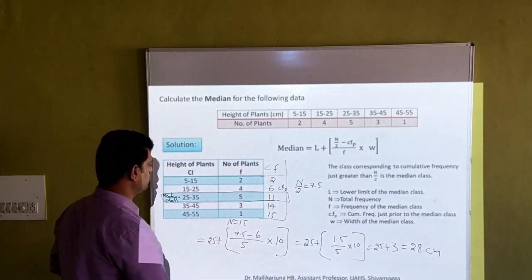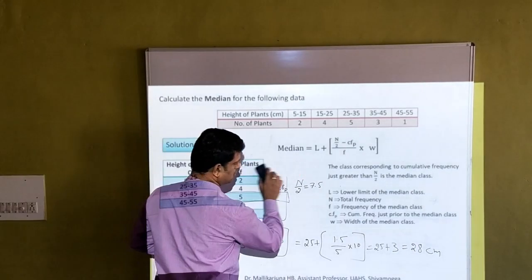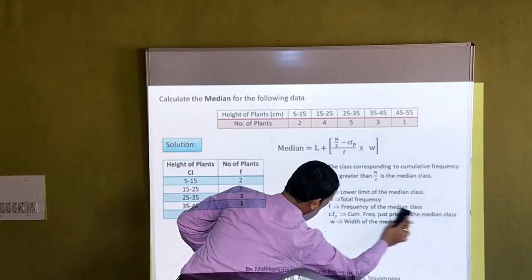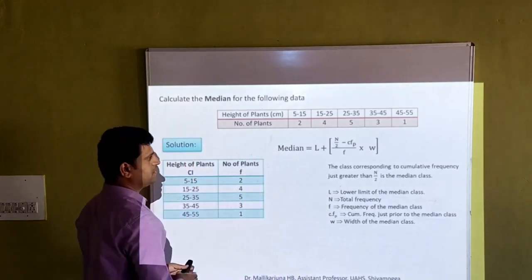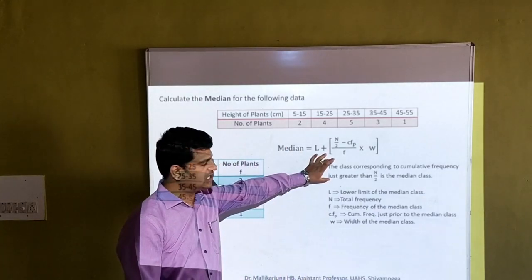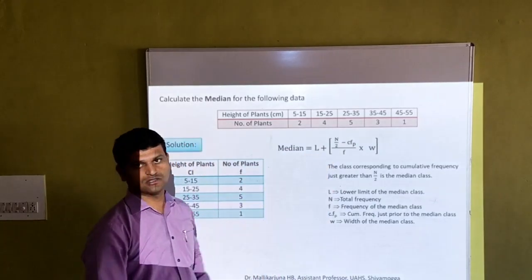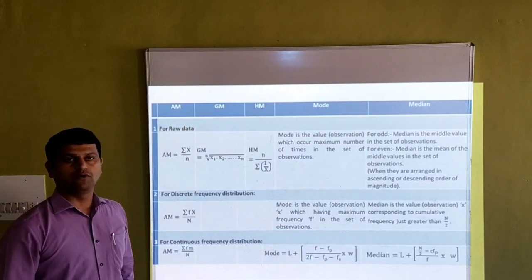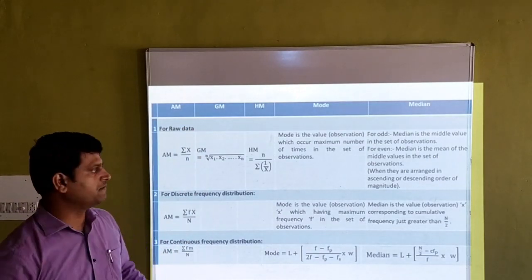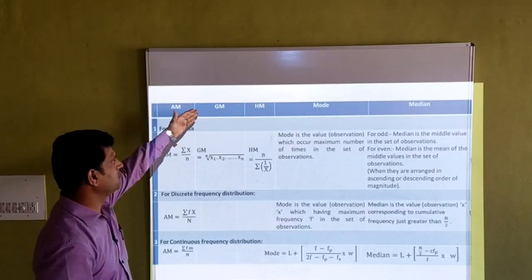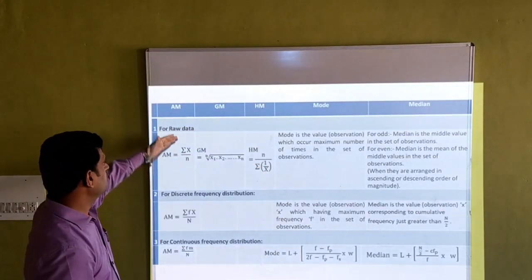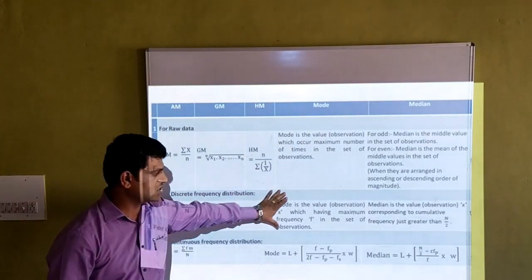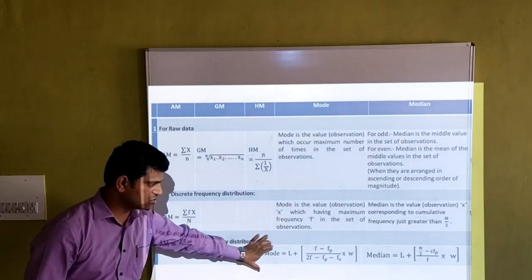We can calculate in this way. The only thing is, with this formula we should know what the median class is, then we can have these notations. The whole problems with respect to measures of central tendency I made in one table for arithmetic mean, geometric mean, harmonic mean, mode, median. For the raw data, these are the formulas, methods, and for discrete frequency distribution, these are the methods, and for continuous frequency distribution, these are the methods.